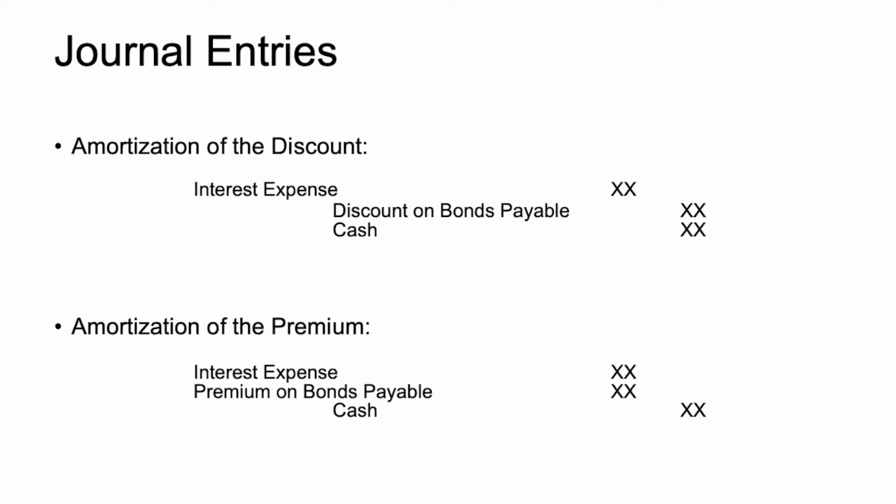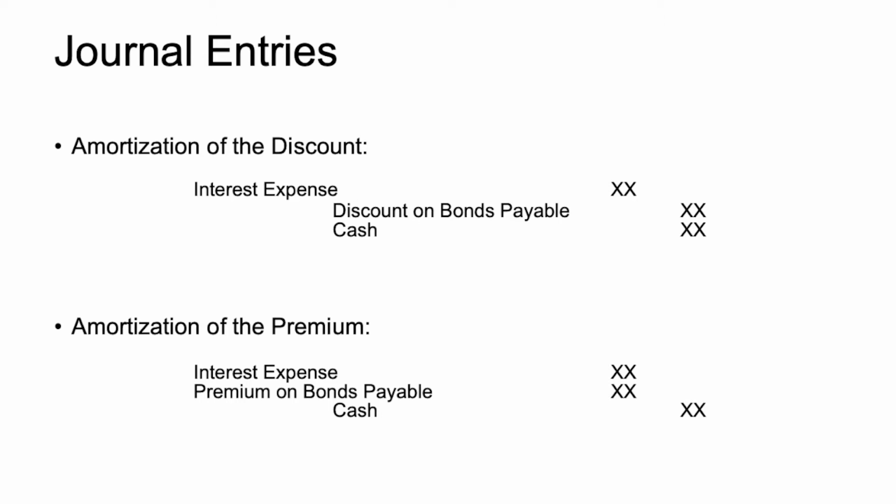Now let's take a look at the two most important journal entries involving the effective interest method and bond amortization as a whole. Remember, as long as you're able to remember and understand these journal entries, it will really help you in solving a majority of problems involving the effective interest method. So first, let's start off by taking a look at amortization of the discount.